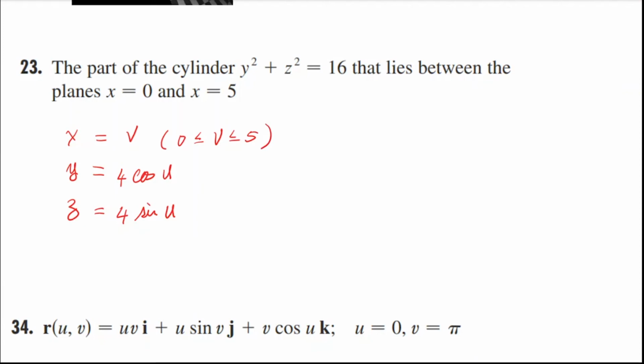And then u can go from 0 to 2 pi, I guess. But even if you have it go an unlimited amount, it doesn't care. It'll just wrap around many, many times. So now we can write this as a vector function. So your r of u,v, you see how to come up with a vector function, right? You just come up with the parametric equations and then you write it as a vector. So this is v i vector plus 4 cosine u j vector plus 4 sine u k vector.